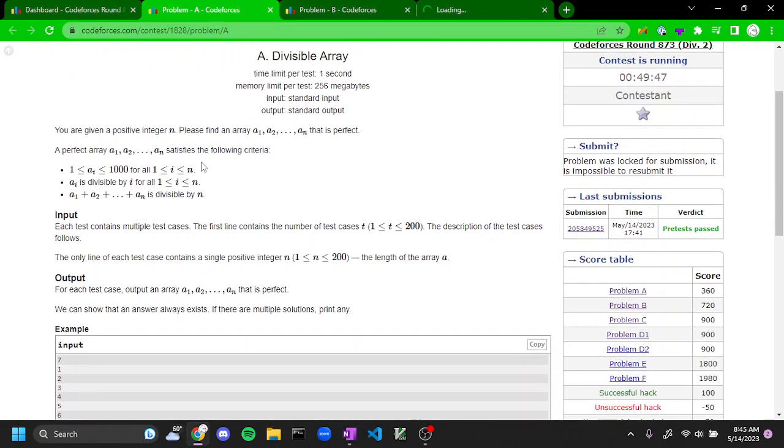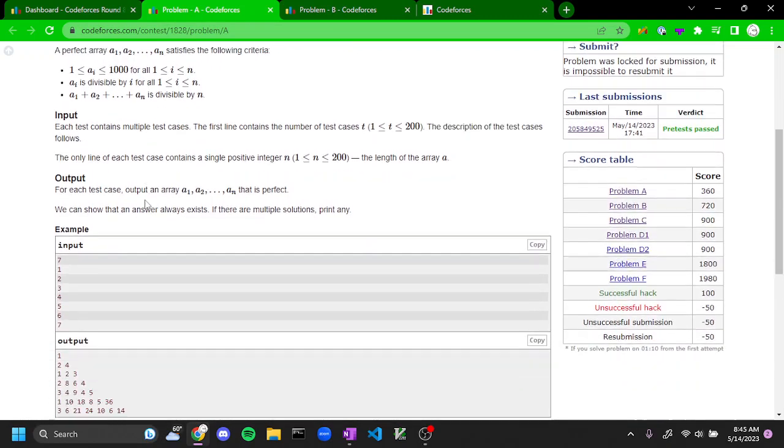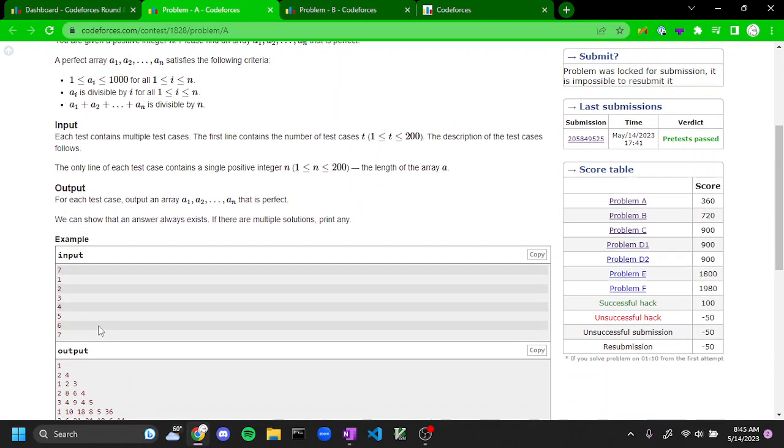Okay, so first problem, Divisible Array. You're given a positive integer n, and you have to find an array that is perfect. A perfect array has all elements less than 1,000, each element of the array is divisible by its index, and the sum of all elements is divisible by n. So you have to construct the array.